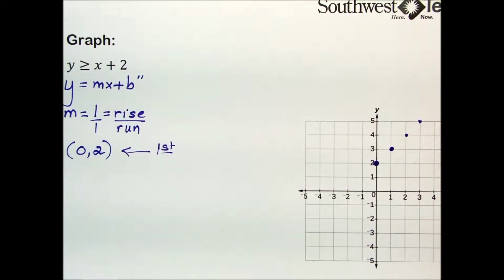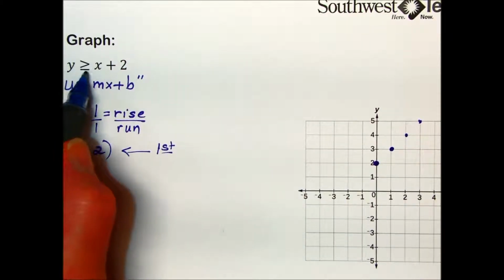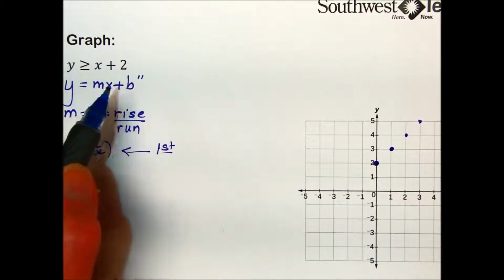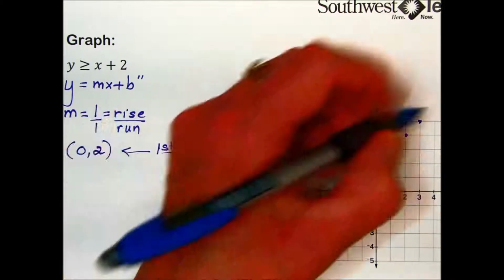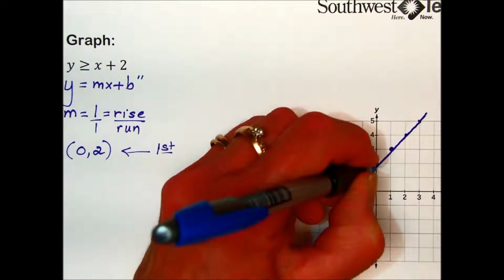Now, before we just automatically draw the line, we have to look at the inequality. This is a greater than or equal to, and since it's equal to, the line is going to be included in the solution. And to show inclusion, we will draw a solid line.